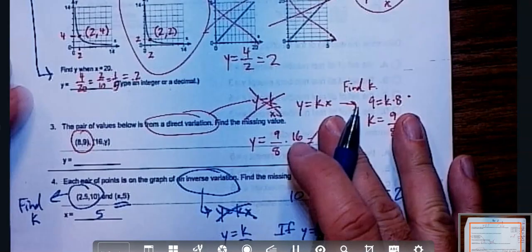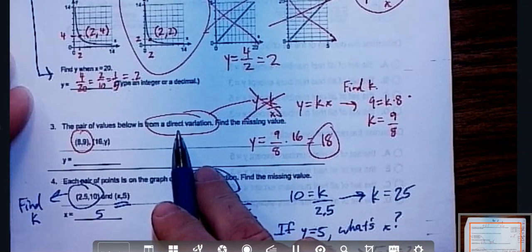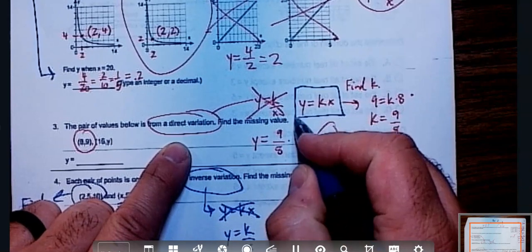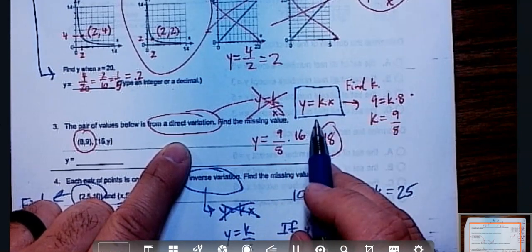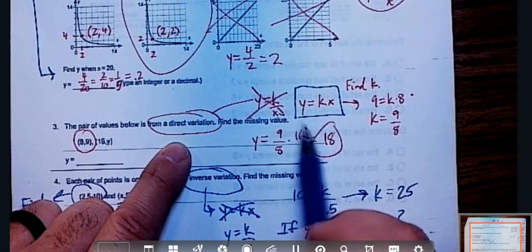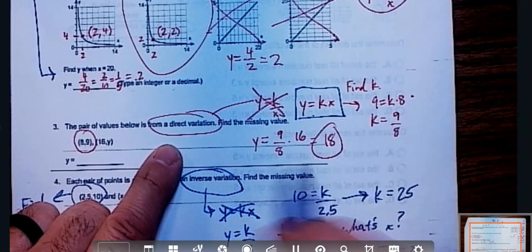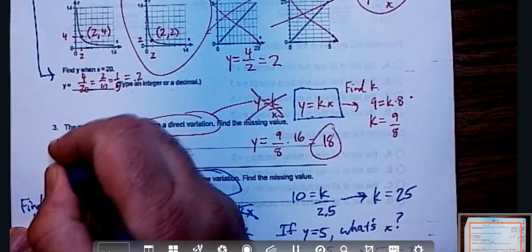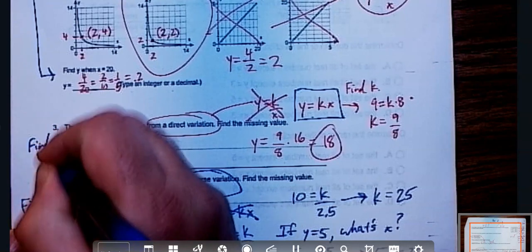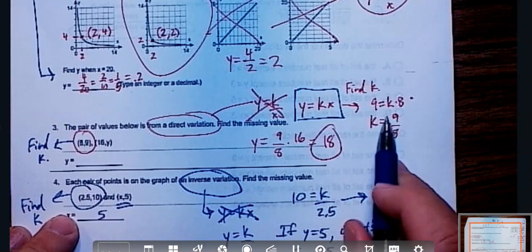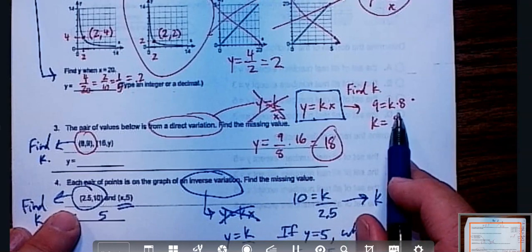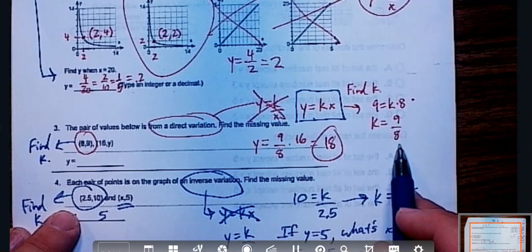Question 3 here, it's direct variation. I would immediately want you to make the conclusion that you're dealing with y equals k times x. And therefore, they gave me the coordinate. They gave me this coordinate in order to find k. So I should use it. You can see over here that we did. We plugged in the x and the y, and we divided to find the k value was 9 over 8.